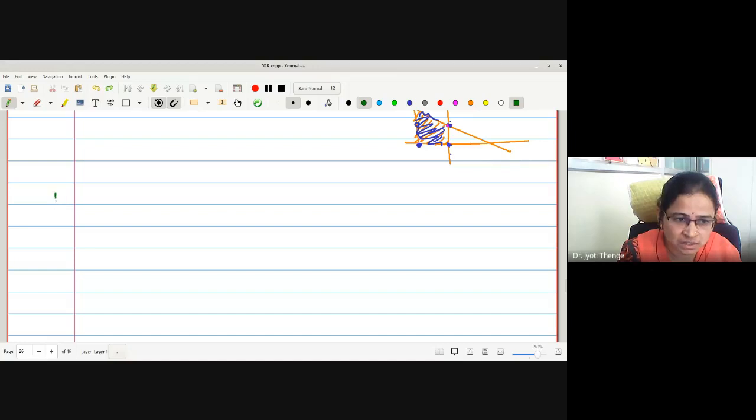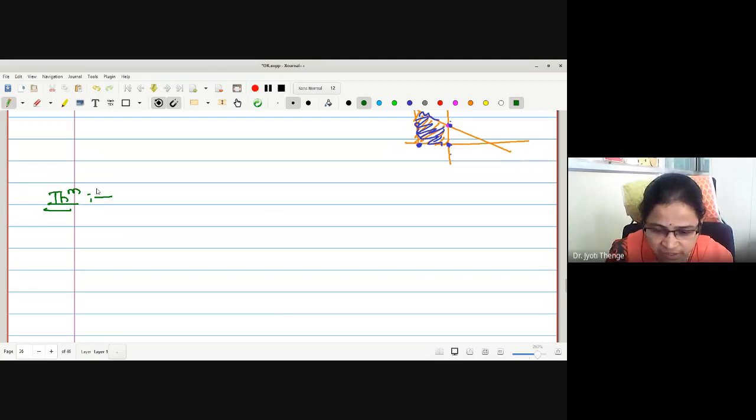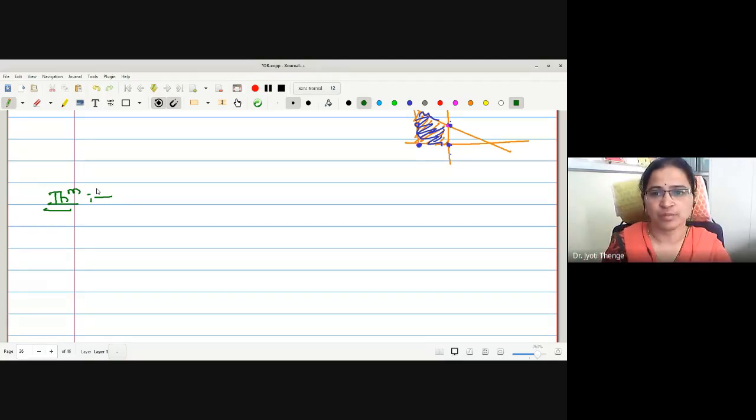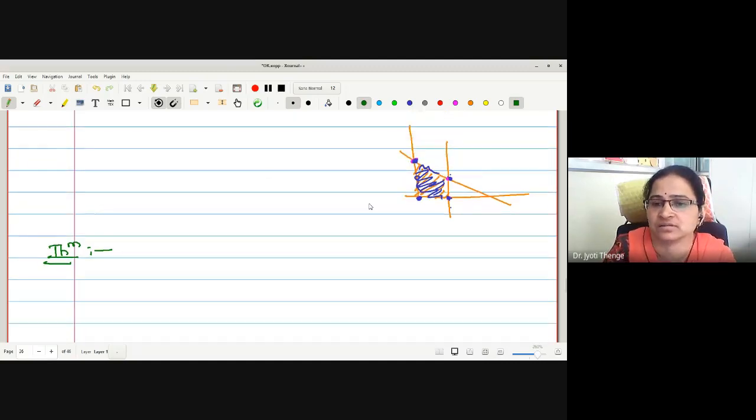Now in the next theorem, we are going to prove that if the convex set of feasible solutions is a convex polyhedron, which means it is a convex hull of a finite number of points, then at least one extreme point gives an optimal solution. Like this, this is a convex hull of 4 points. Therefore, this is a convex polyhedron. Then at least one extreme point gives us the optimal solution.